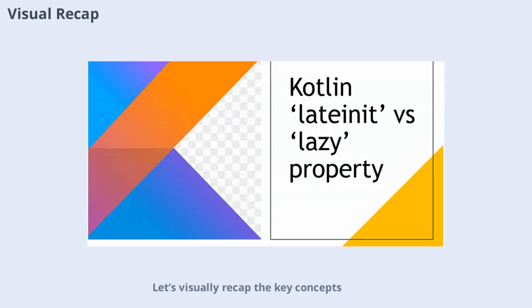Let's visually recap the key concepts. We've seen how withContext enables context switching, suspends coroutines without blocking threads, and returns results directly. We've also explored exception handling, dispatcher roles, and real-world use cases. These concepts are essential for mastering Kotlin Coroutines and building high-performance applications.